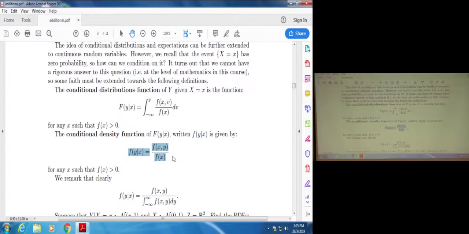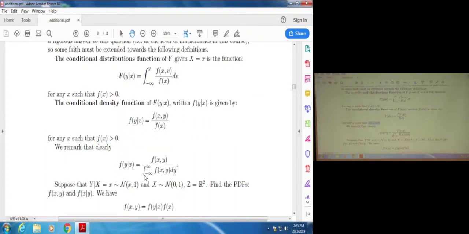You take the joint density function of x and y, and you divide by the marginal probability density function of x, where we're assuming that x is any point such that the density is positive. Clearly one can write this as this expression, because in the denominator, f of x is by definition the marginal: I take the joint probability density function of x and y and integrate over all possible values of y. Here, if y is real valued, it's from minus infinity to infinity.